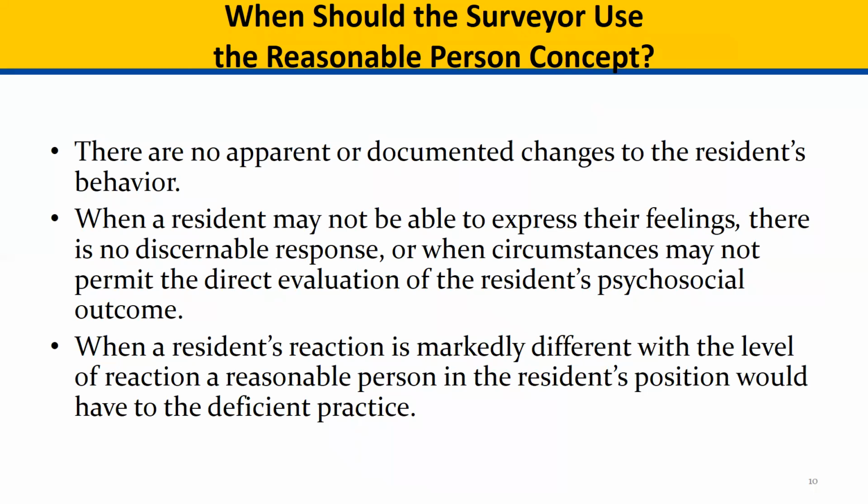Let's review when the surveyor should use the reasonable person concept. There are 3 examples described in the guide. The reasonable person concept may be used when there are no apparent or documented changes to the resident's behavior. It may also be used when a resident may not be able to express their feelings, there is no discernible response, or when circumstances may not permit the direct evaluation of the resident's psychosocial outcome. Lastly, it may be used when a resident's reaction is markedly different with the level of reaction that a reasonable person in the resident's position would have to the deficient practice.